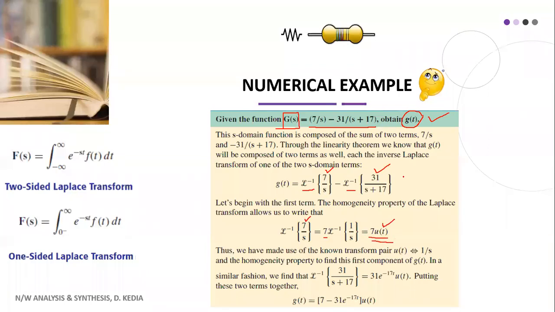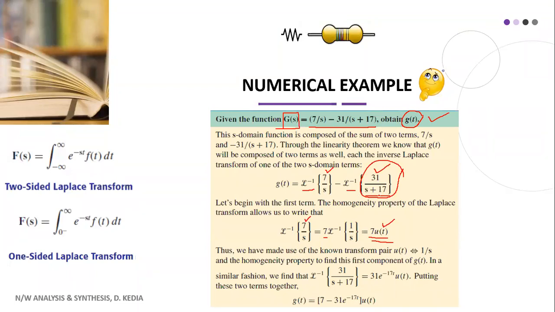Okay, now you look at this term carefully. Here 31 is a constant, you need not worry about it. You have s plus 17. Here s plus 17 or s minus 17 means frequency shifting. So it means the frequency shifting property has been applied.